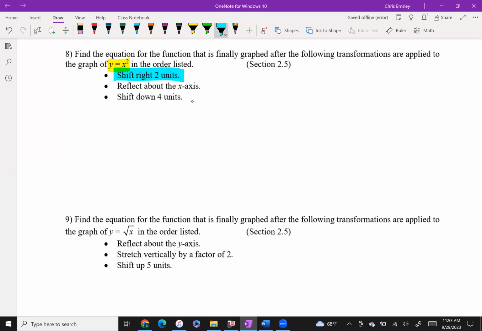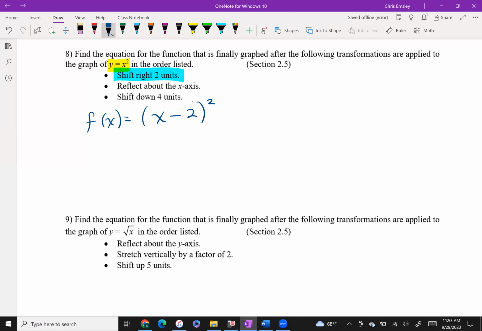If it's first, just shifted 2 units to the right. What that's going to look like is f of x equals (x minus 2) squared. That's a horizontal shift to the right by 2.